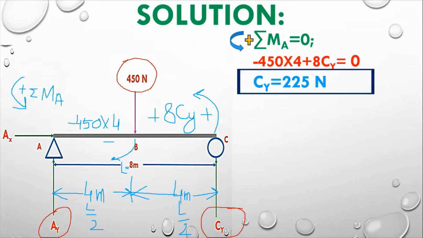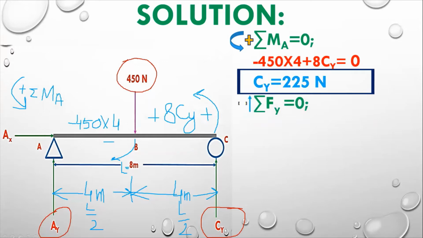We have calculated the sum of moments at point A. Now we have to sum up vertical forces, and how many vertical forces we have, I already told you: AY plus CY minus 450. We will make the equation by using the equilibrium equation, or equilibrium analysis: summation of vertical forces equals 0.